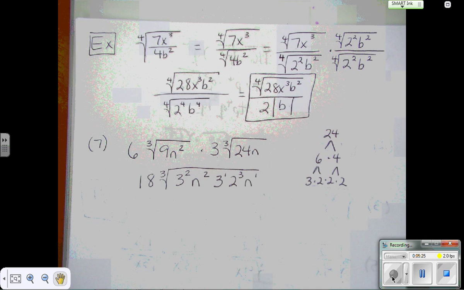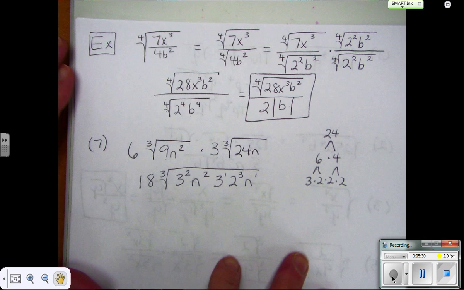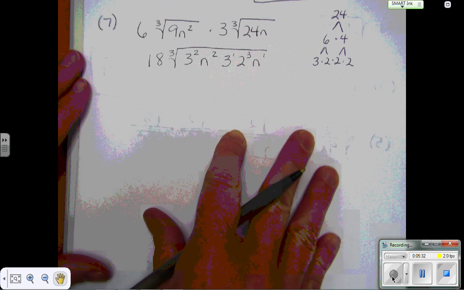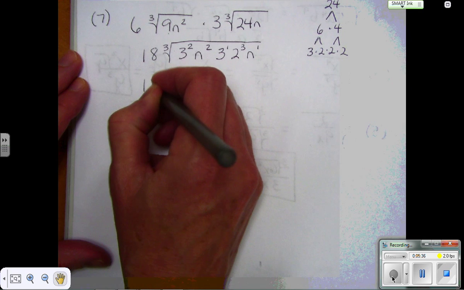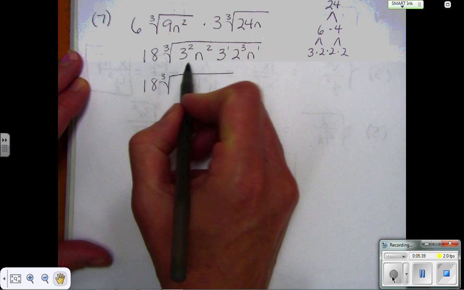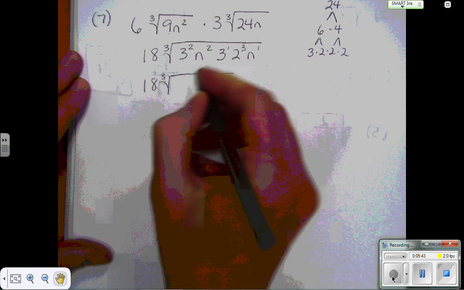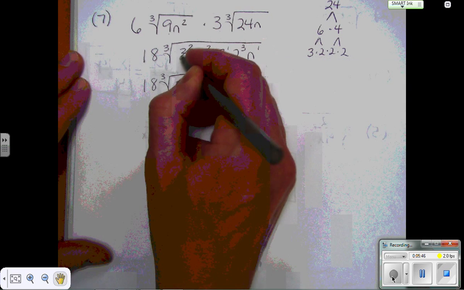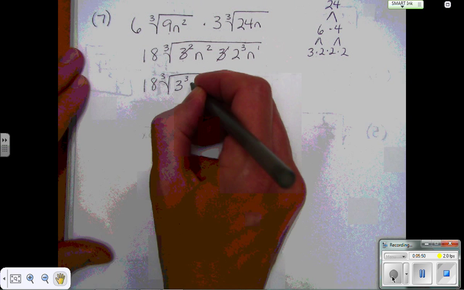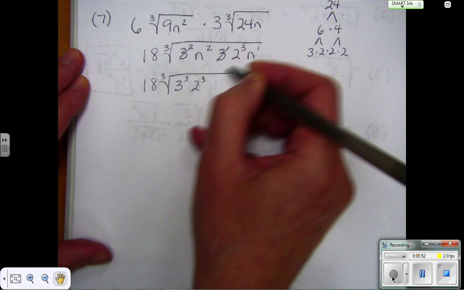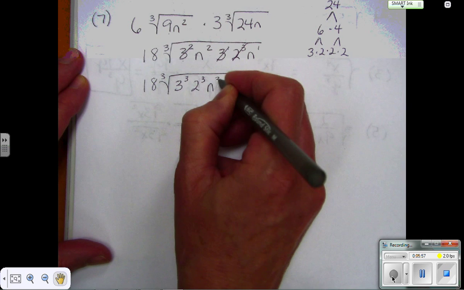So let's combine our like terms inside the radical. When you're multiplying like bases, you just add the exponents together. So I have 2 3s and one more 3 here, so that means I have 3 to the third. So I'm done with those 3's in the radical. And I have 2 to the third, and I have n squared times n, so that's n to the third.